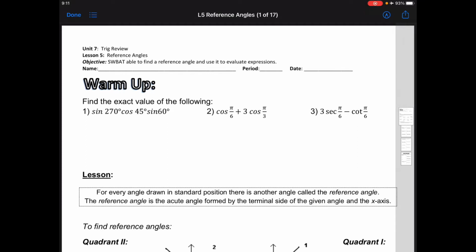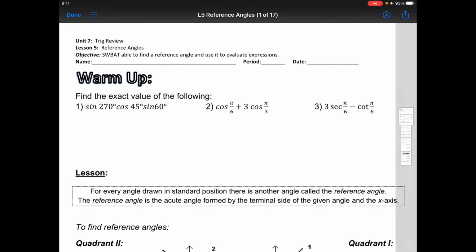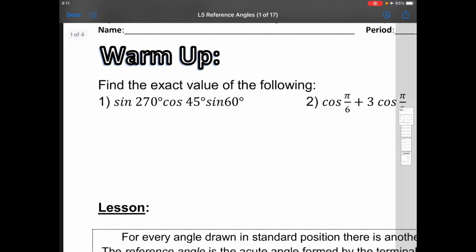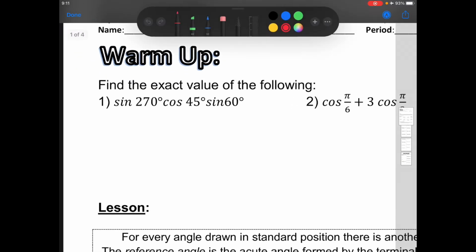Whenever we say exact value, again, we will not put those values in the calculator unless they are quadrantal angles. So my sine of 270, I'm just going to zoom into each one of them. My sine of 270 is -1. Cosine of 45 is rad 2 over 2. And sine of 60 is rad 3 over 2. So that's what you're doing, substituting the values first and then simplifying whatever you can.